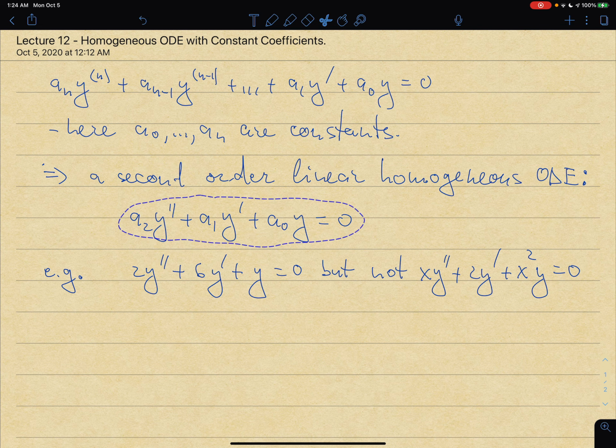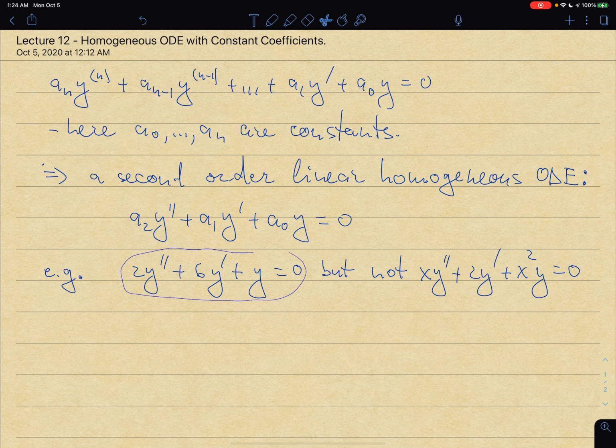We're trying to solve an equation like the one that I circled here. A particular example of second order linear homogeneous ODE with constant coefficients is an equation like this, but not an equation like that. Both are linear equations, second order, but the circled equation has some of the coefficients depending on x, while what we're talking about now are equations with constant coefficients.